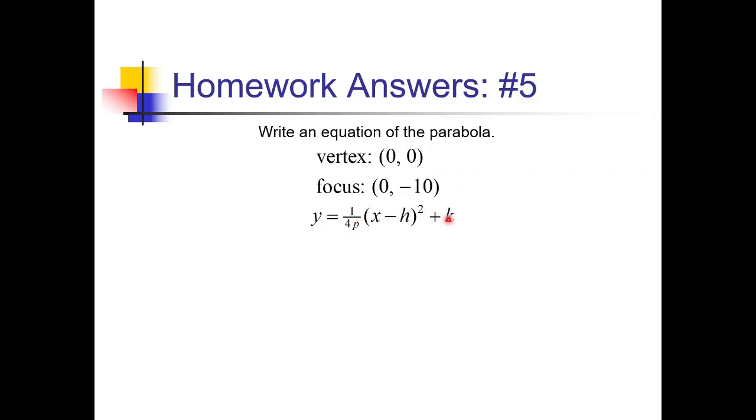For the h and the k, we've already got the vertex 0, 0, so we can move on to find the p-value. P-value is just going to be the focus minus the vertex, so negative 10 minus 0, which gives us negative 10. Plugging that back in, we have y equals 1 over 4 times negative 10. And then, again, the h and the k are 0, so this is just going to be x squared if we simplify all that. And then this all simplifies to y equals negative 1 over 40 x squared.